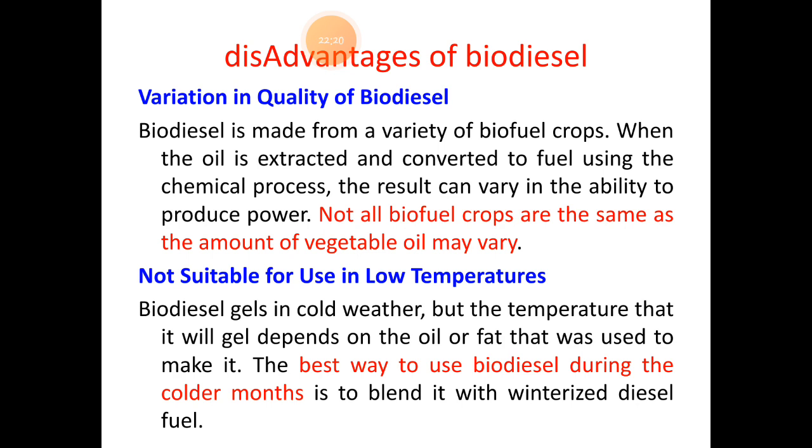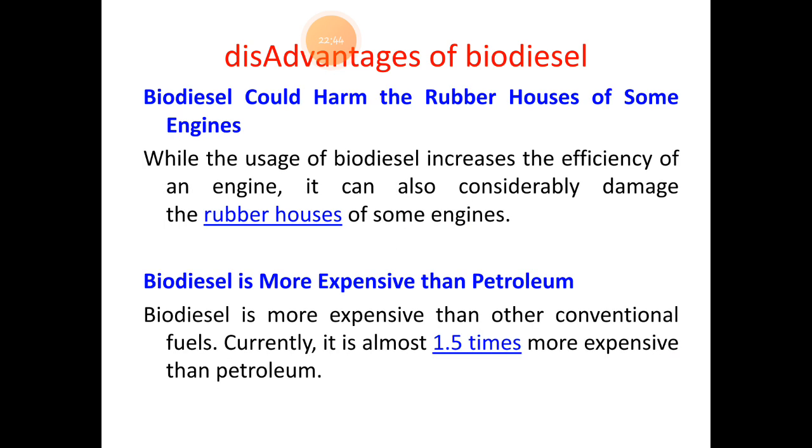It is not suitable for use in low temperatures because the temperature of the biodiesel activation depends on the temperature of the oil or the fat that was used to prepare it. However, it is recorded that the use of biodiesel in colder months is better gelling. Biodiesel can harm or melt the rubber parts of these engines at a very high or increased efficiency.